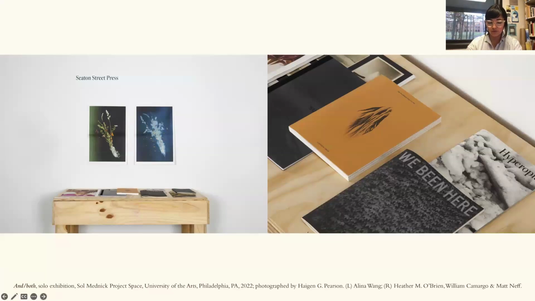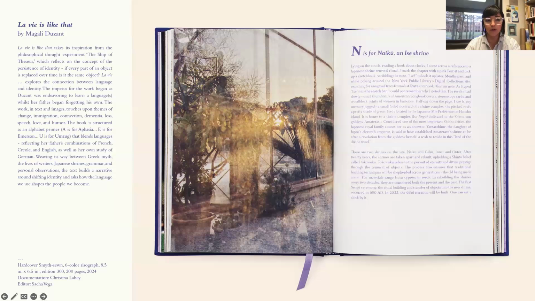So I have just a few images in here that are from documentation of an exhibition that some of this work I've published was in at Solmendic Project Space, the former University of the Arts, which recently closed in Philadelphia. And this was documented by Hagen G. Pearson. So I do often hire friends and work with people or work trade with people to get access to things. And I would say, if you have exhibitions or events that your books are at, it's really nice to have exhibition imagery. And that helps build relationships and sharing that and promoting your work.